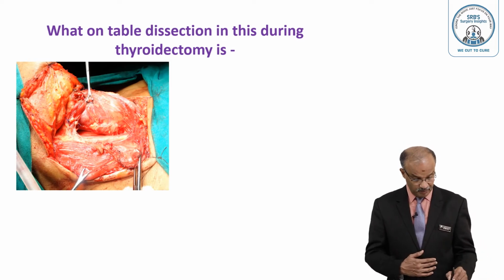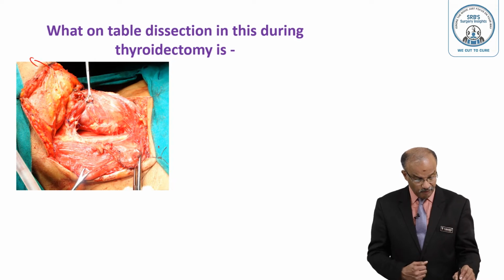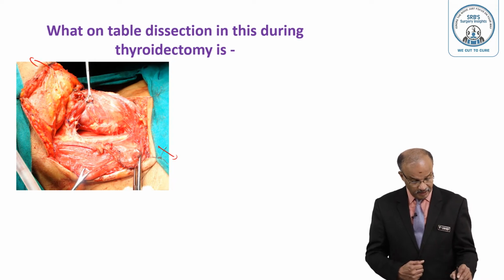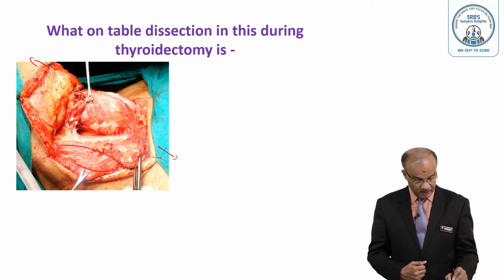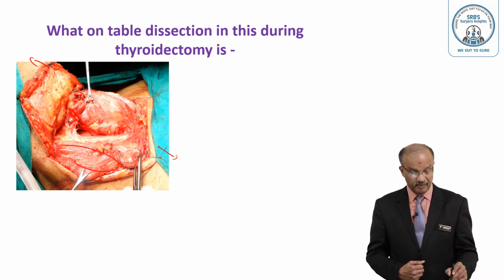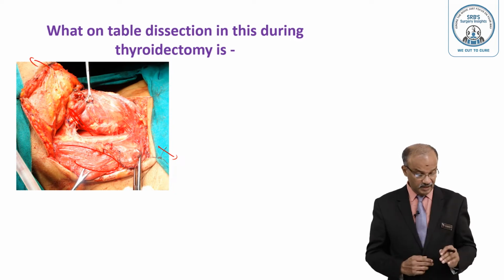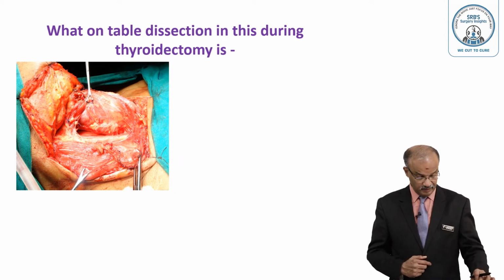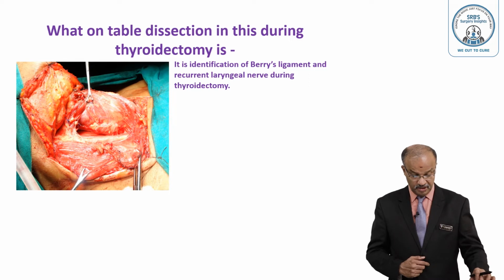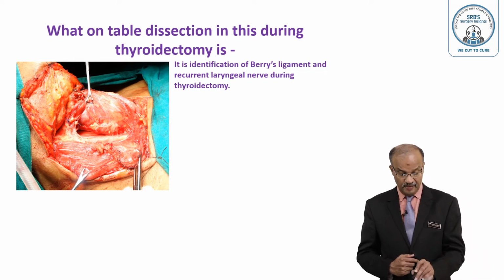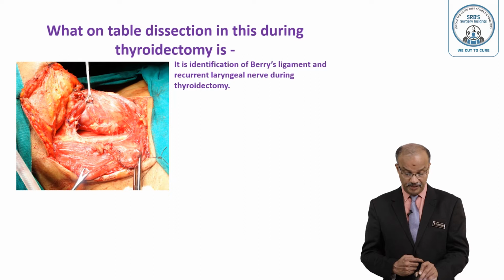So see that this is the flap which is raised above. This is down. You can see that this is the strap muscle here. Somebody is holding it, and you can see the parathyroid areas here. This is in the upper pole. See that it is in the upper pole. So what this structure is, which is very relevant as far as dissection of the recurrent laryngeal nerve is considered. It is the identification of Berry's ligament and recurrent laryngeal nerve during thyroidectomy.